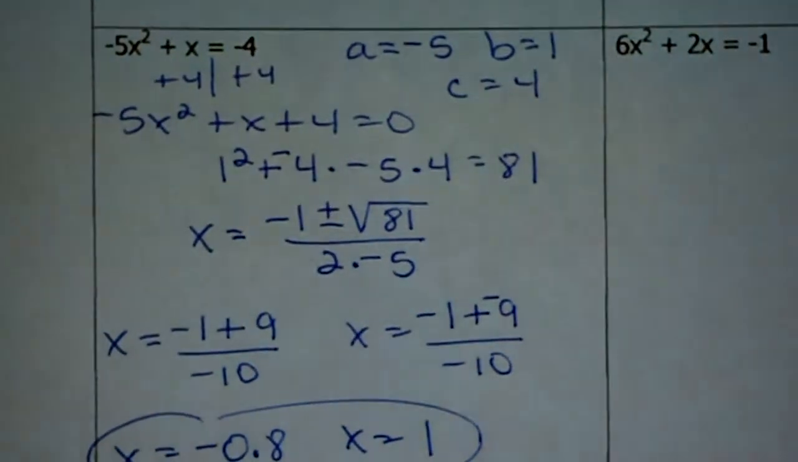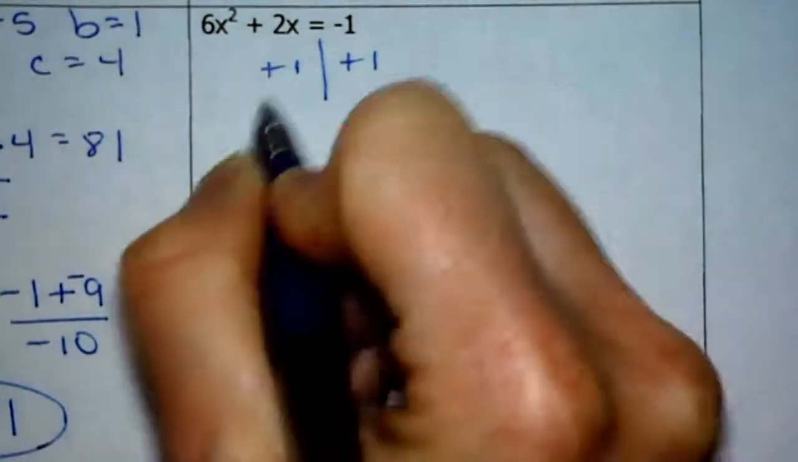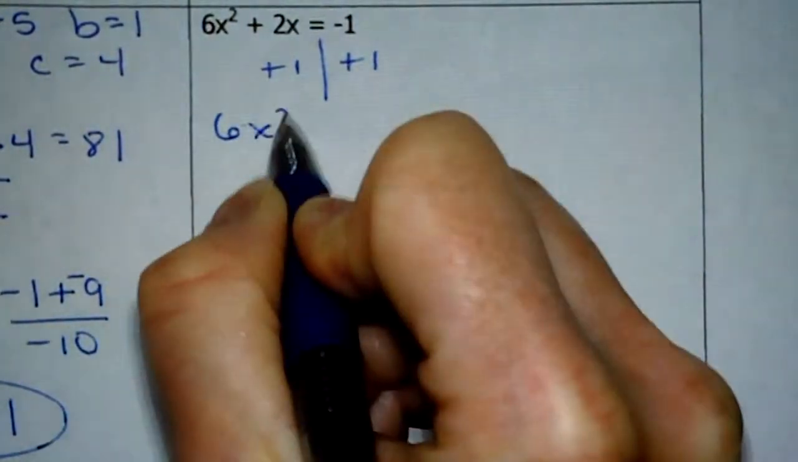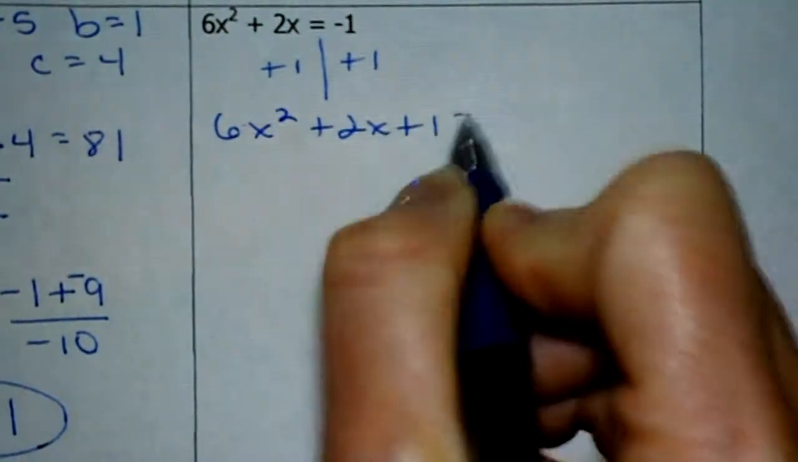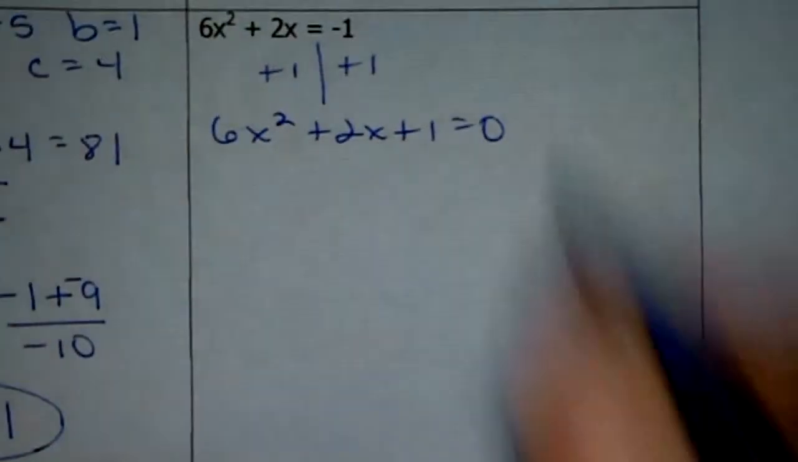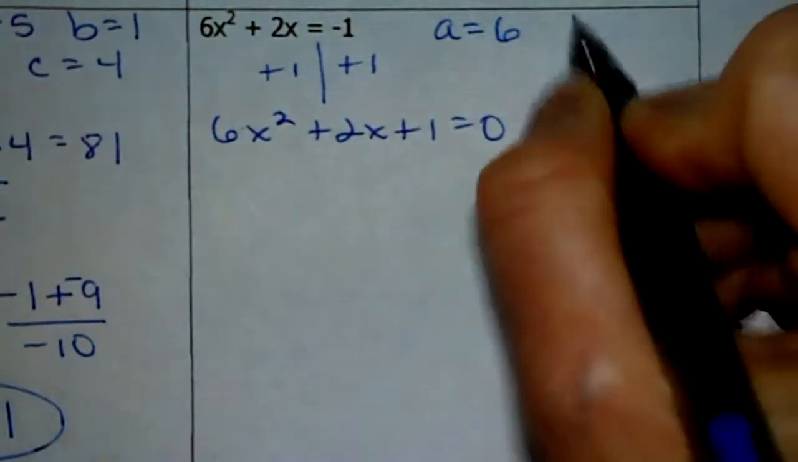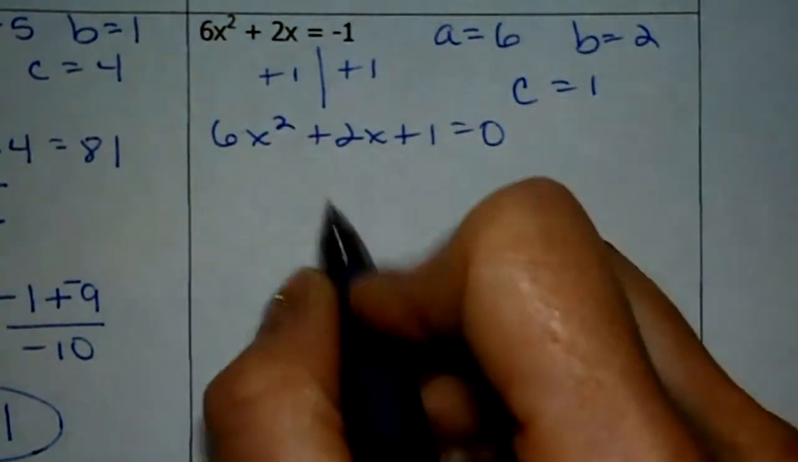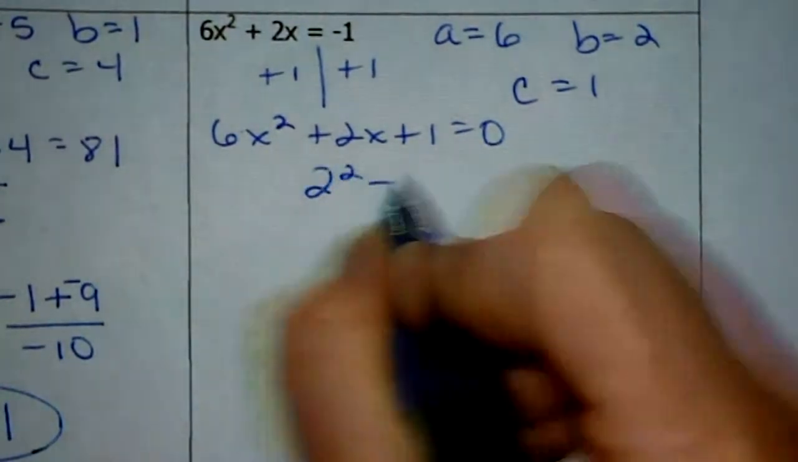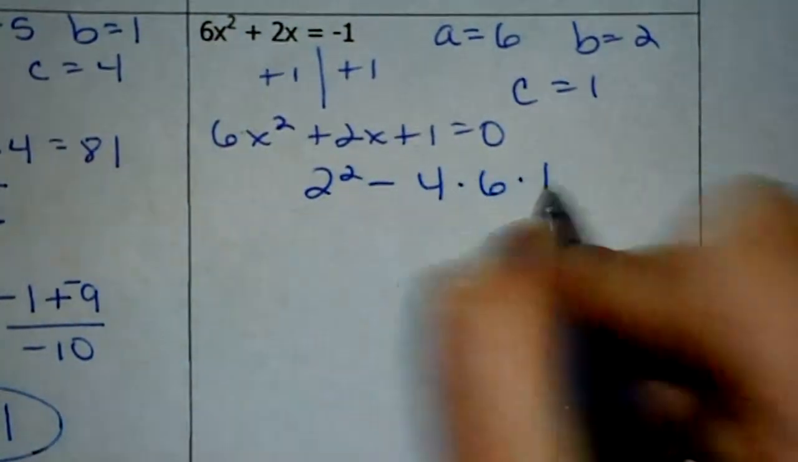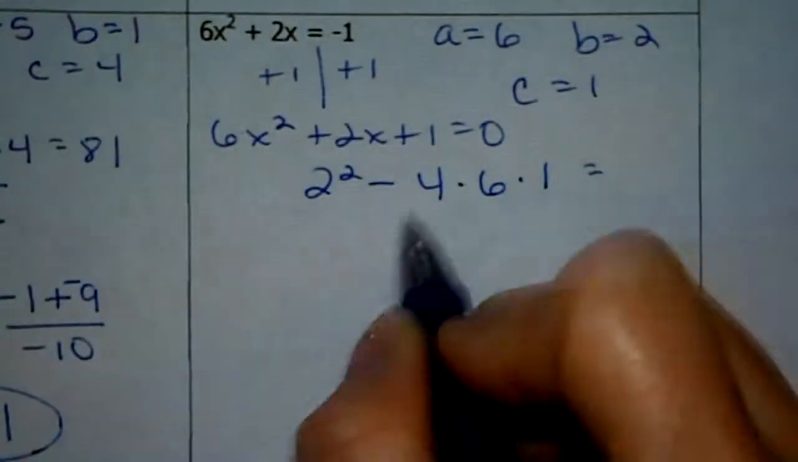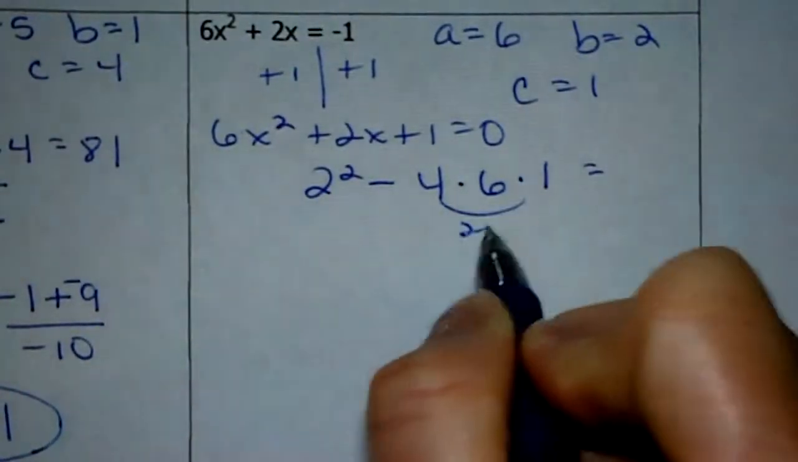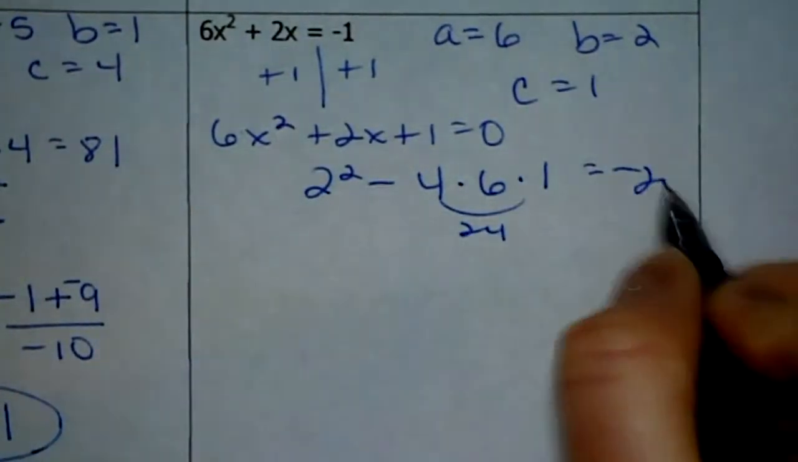Alright, 1 left. I'm so excited. I'm going to get this in standard form first because that's step 1. 6x squared plus 2x plus 1 equals 0. Nothing to factor out, so leave it like it is. Identify your A, your B, your C. Calculate the discriminant: b squared minus 4 times a times c. So when you take 4 minus 24, you get negative 20.